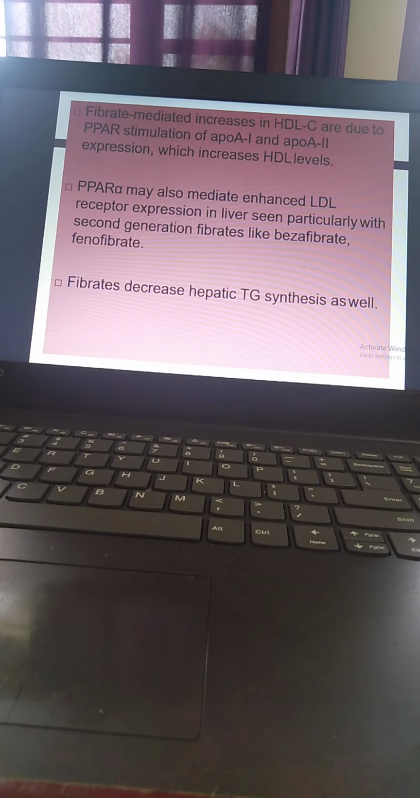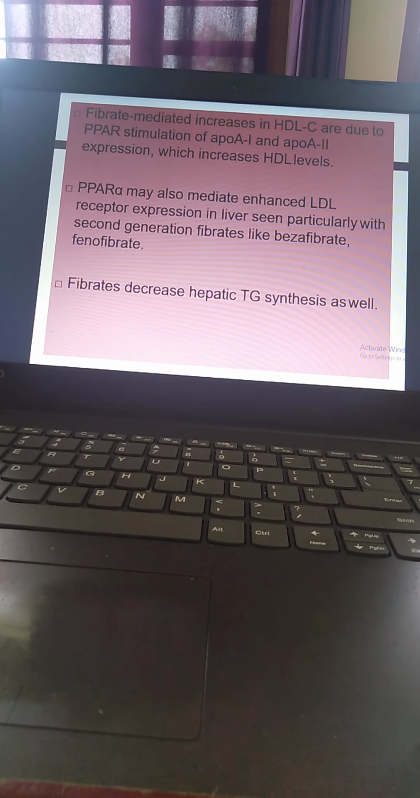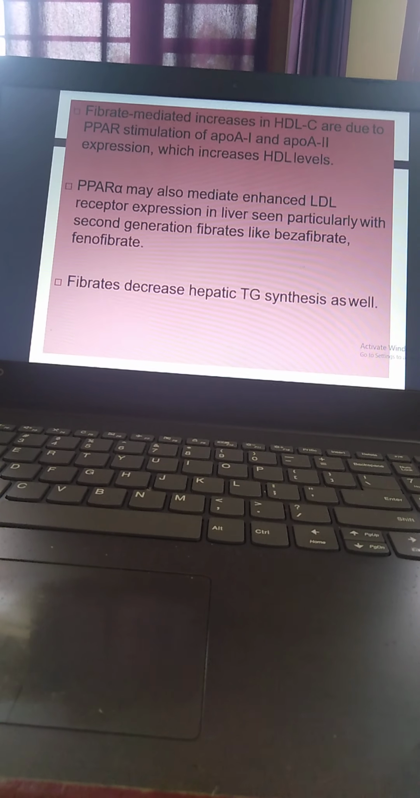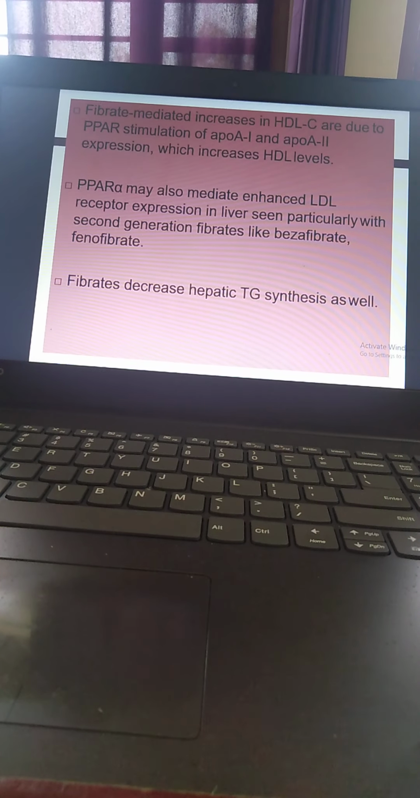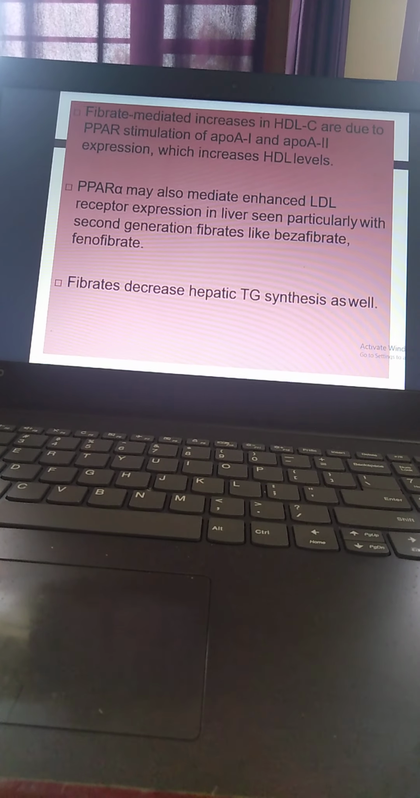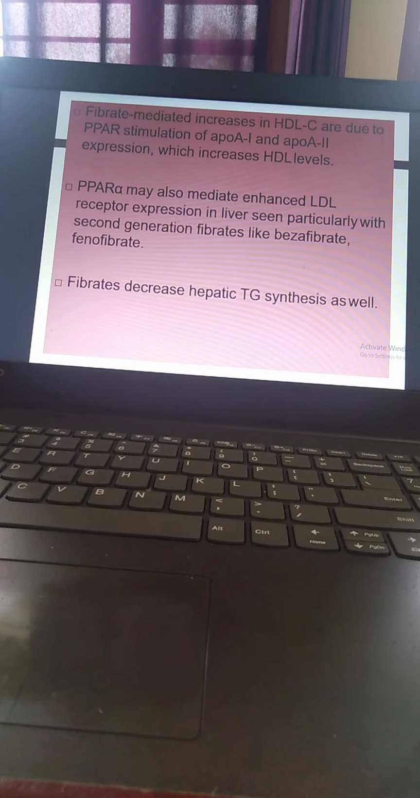Or due to PPAR stimulation. So HDL is very much increased. There's good cholesterol, with ApoA1 and ApoA2 expression, which increase the HDL levels. So naturally, when we give these PPAR drugs, the HDL level is increased.